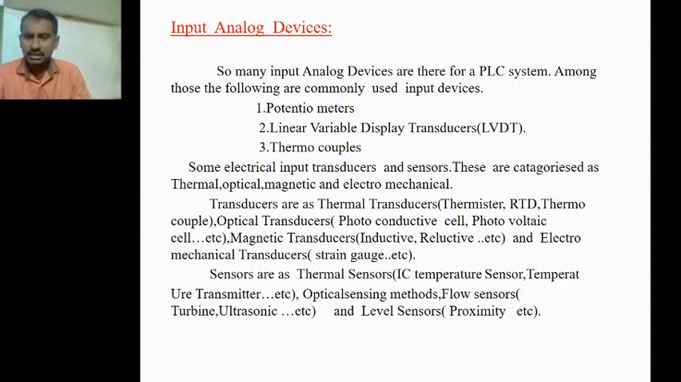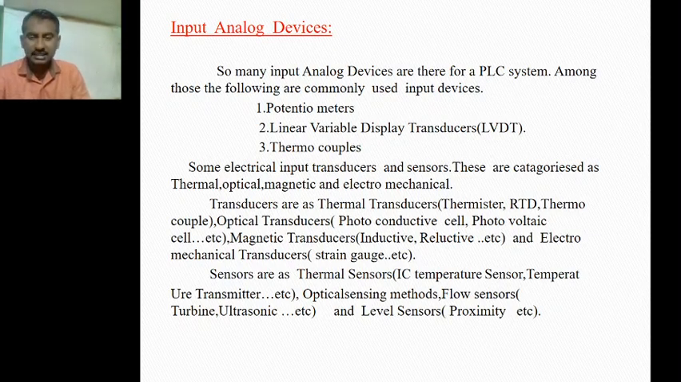In addition to this, the input devices are also classified into two types. What are the two types? Transducers and sensors. These transducers are further classified into thermal transducers, optical transducers, magnetical transducers, and electromechanical transducers. Examples for thermal transducers are thermistor, RTD, thermocouple, etc. Examples for optical transducers are photoconductive cell and photovoltaic cell. Examples for magnetical transducers are inductive transducers and reluctive transducers. And the example for electromechanical transducers is the strain gauge.